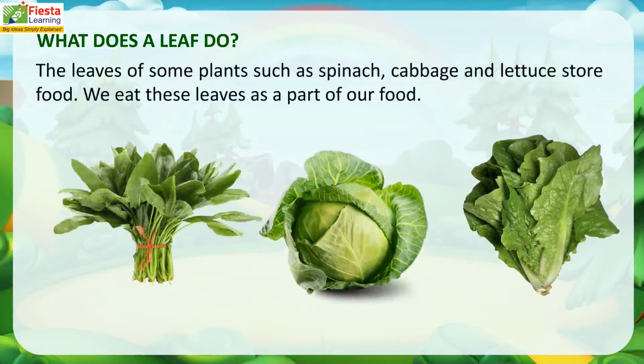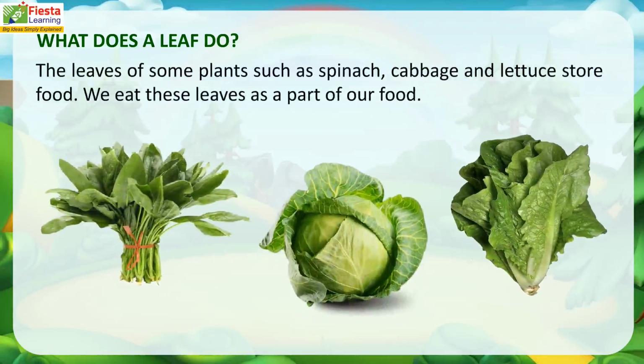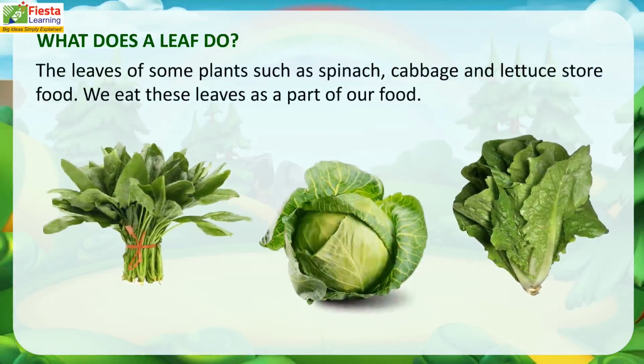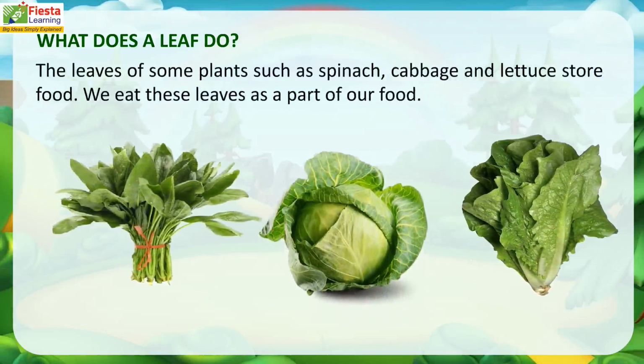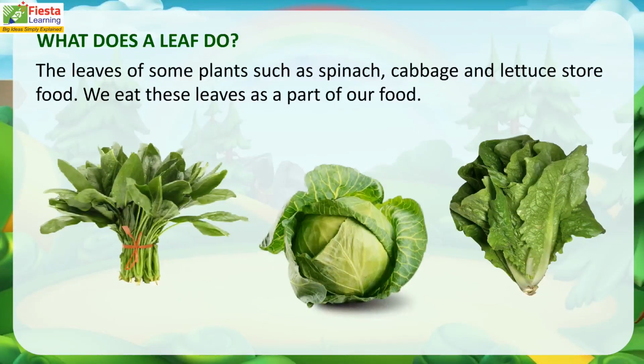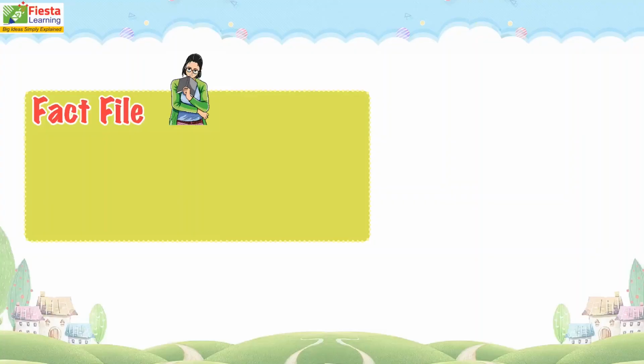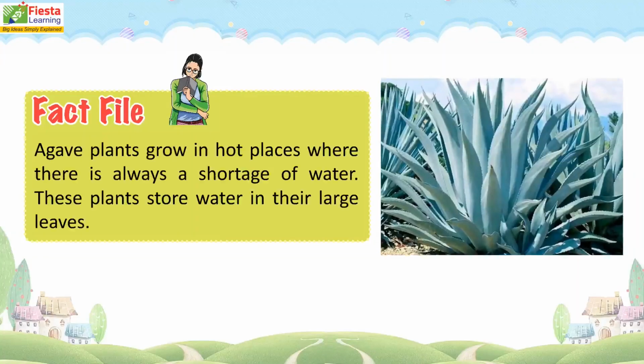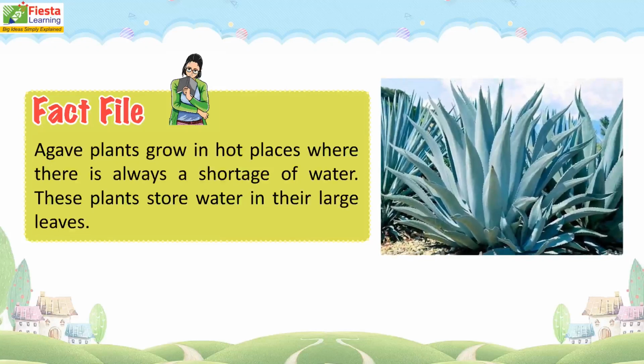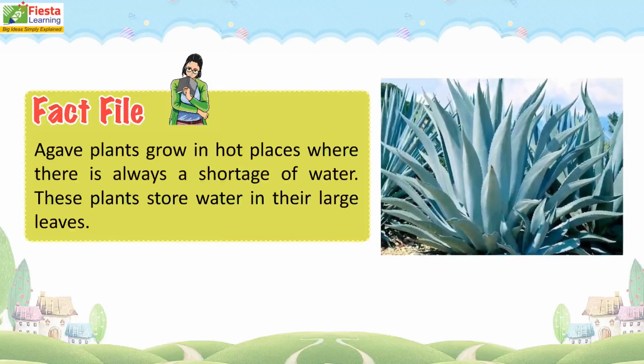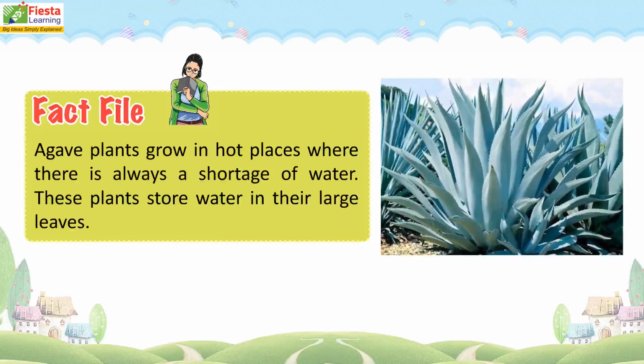The leaves of some plants such as spinach, cabbage and lettuce store food. We eat these leaves as a part of our food. Fact 5. Agave plants grow in hot places where there is always a shortage of water. These plants store water in their large leaves.